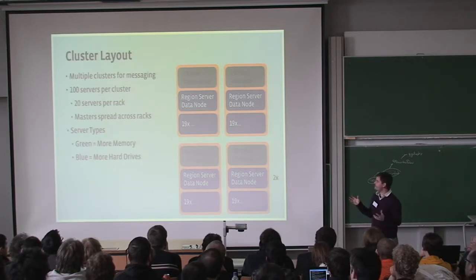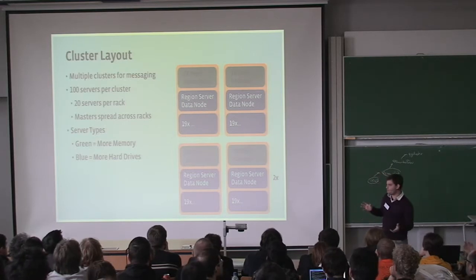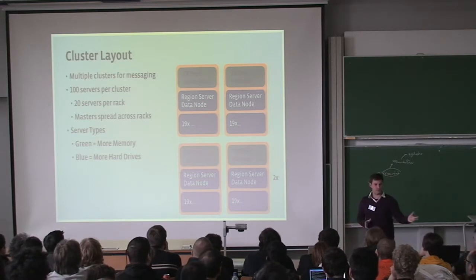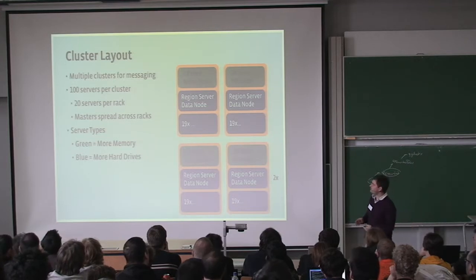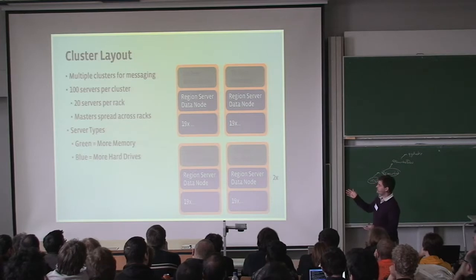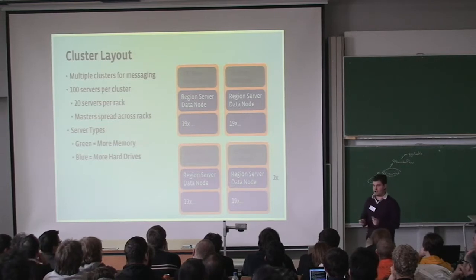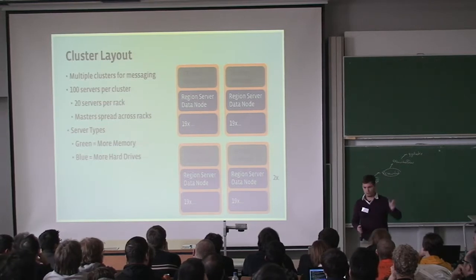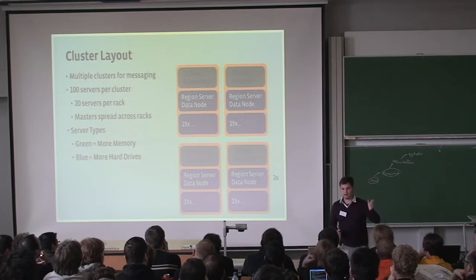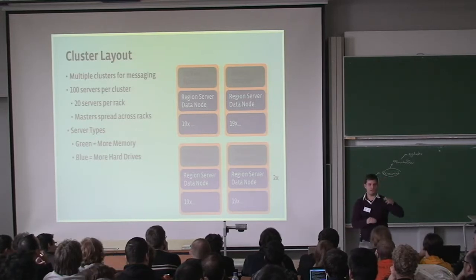An interesting thing, a lot of people ask about the cluster layout. Like I said, we have multiple clusters that we're using to handle this messaging product, but when we're talking about a server cluster, we're talking about 100 servers. We're sharding them so that you have a switch per rack, right? And then you have a master switch connecting them. So you have 20 servers per rack.